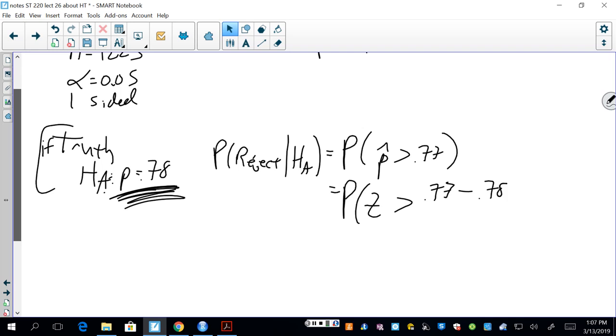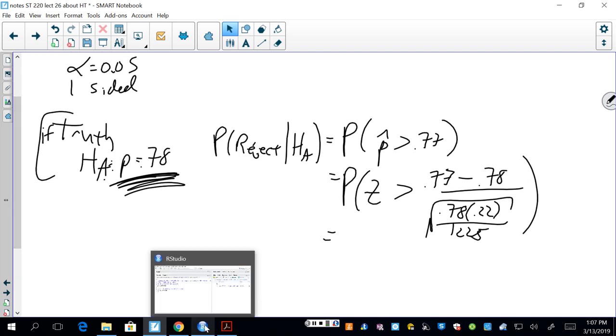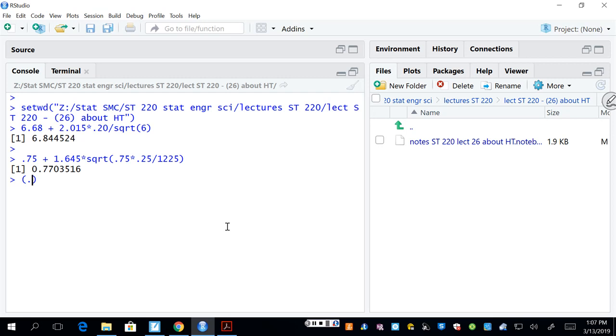0.77 minus 0.78. We use our new alternative out here. So 0.78, 0.22 over 1225. And I have some numbers here, but I'm not completely sure. There's a couple of things that change. So let's just double check. So what is that z value going to be? 0.77 minus 0.78 divided by the square root of 0.78 times 0.22 divided by 1225. Negative 0.84. The chance that a normal is bigger than negative 0.84, pnorm gives us, is about 80%.